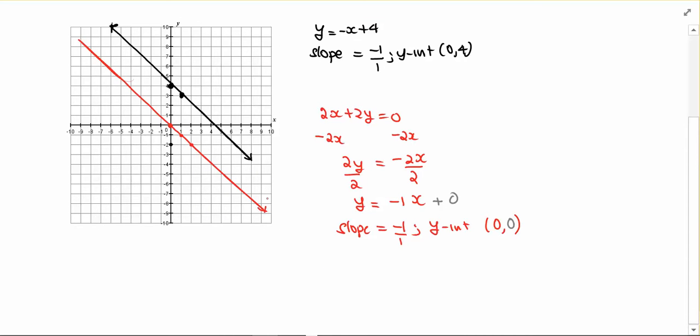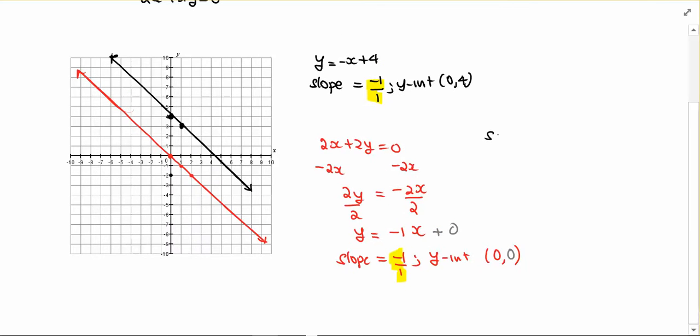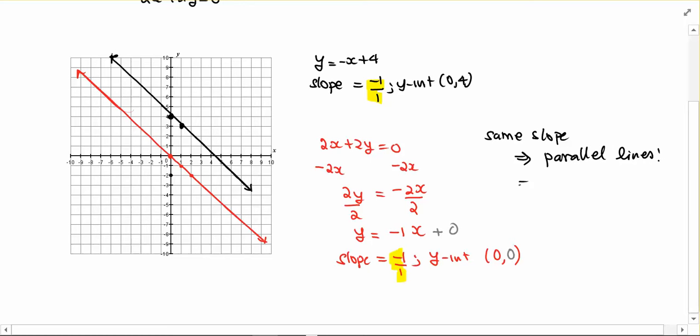Now, already you should have realized something. These two both have the same slope. So, same slope means parallel lines. That means they will never meet. What does that mean? Well, that means there is no solution.